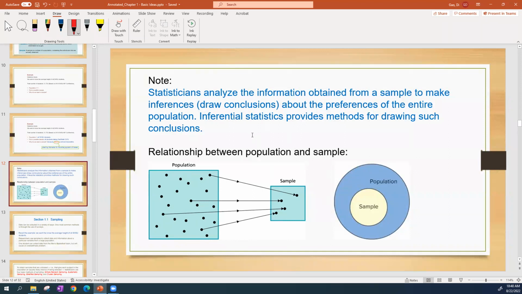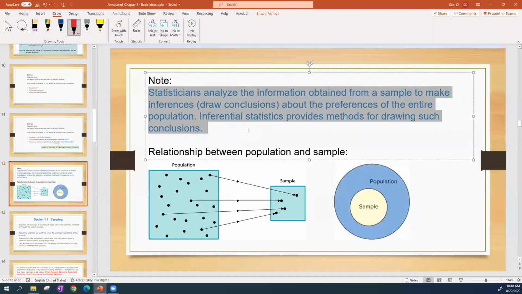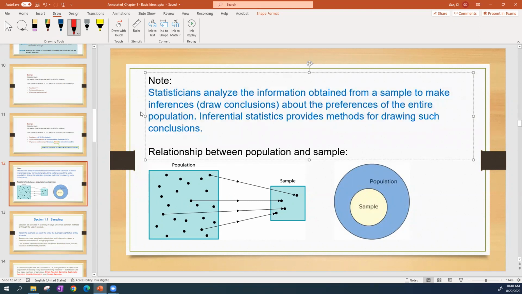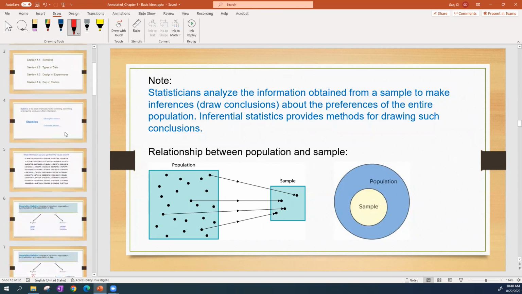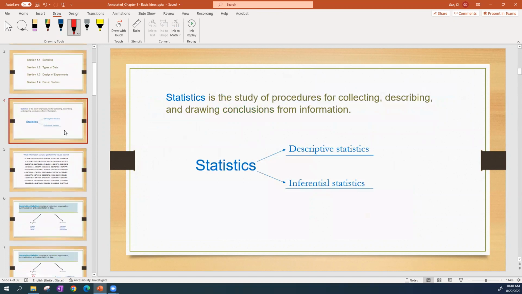Okay, and for inferential statistics, statisticians analyze the information obtained from a sample to make inferences or draw conclusions about the preferences of the entire population. Inferential statistics provides methods for drawing such conclusions. Okay, now we have finished the inferential statistics part. So now let's go back.